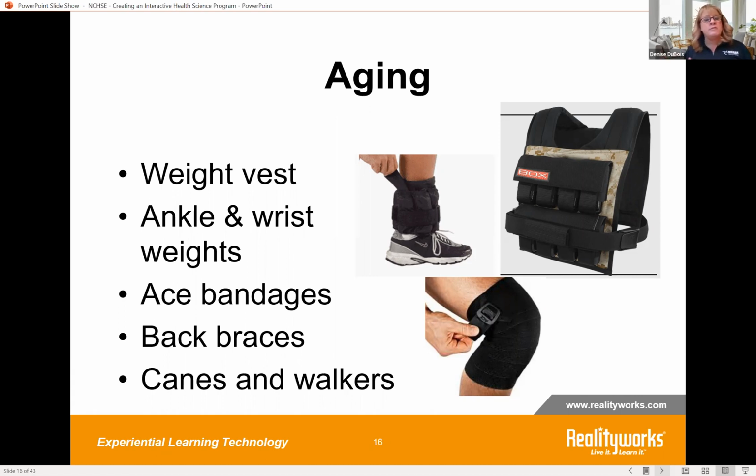So if you put all of those together and students put them on, and then they have to ambulate, maybe try to go up some stairs, or if you have a cane or a walker and they've never used one before, very eye-opening. You can have them try to go through a doorway, get around and do some activities of daily living, and it can be very difficult, and it can be a very big aha moment for your students to have to go through that.